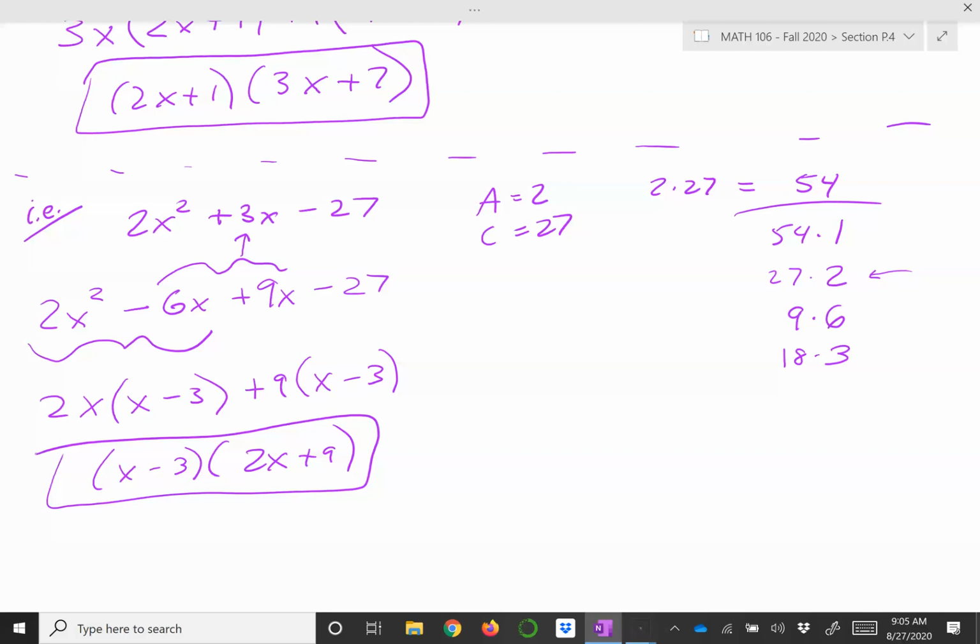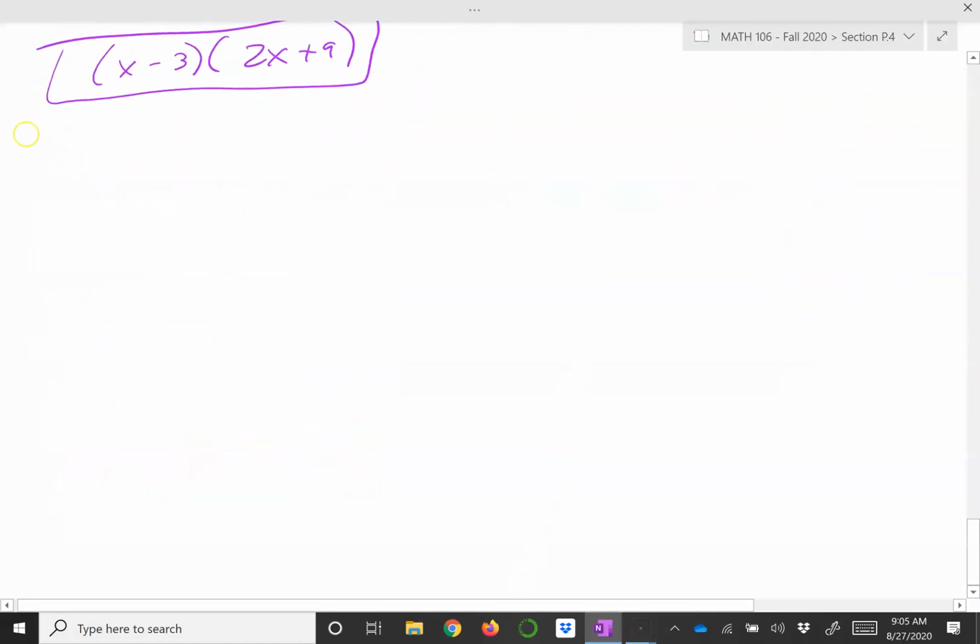Okay. They're okay, right? They don't seem too bad. Any questions on those? All right, so there's one more factoring topic from this section, and then we'll put P4 to bed here.